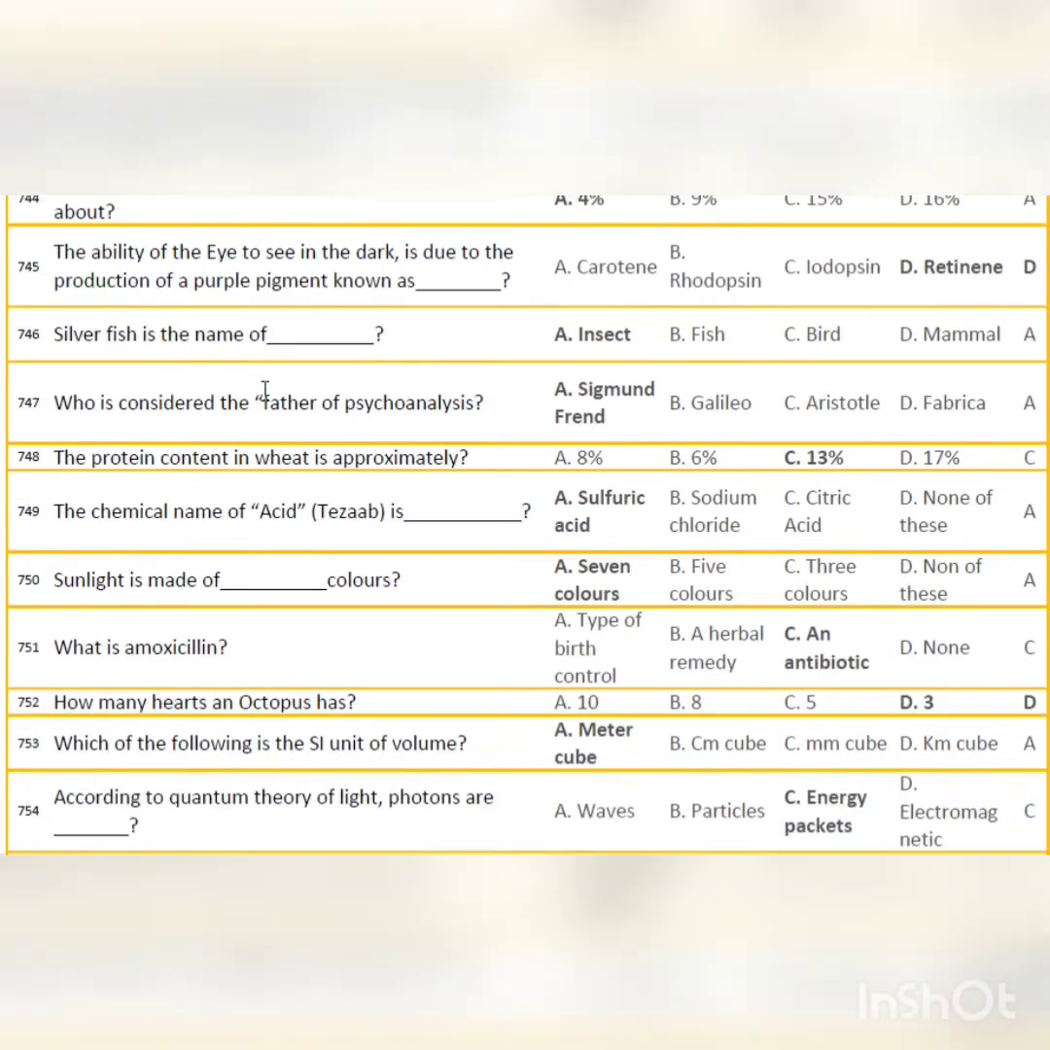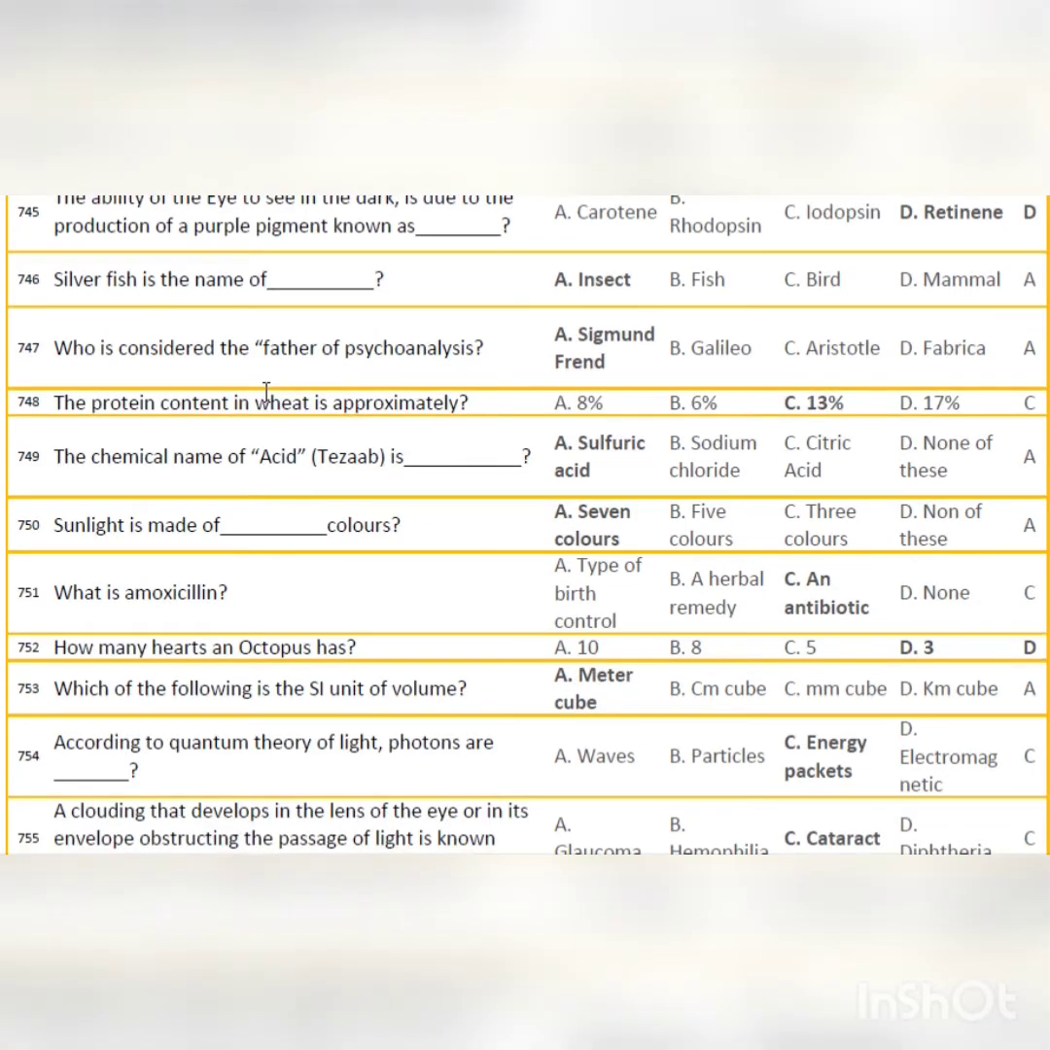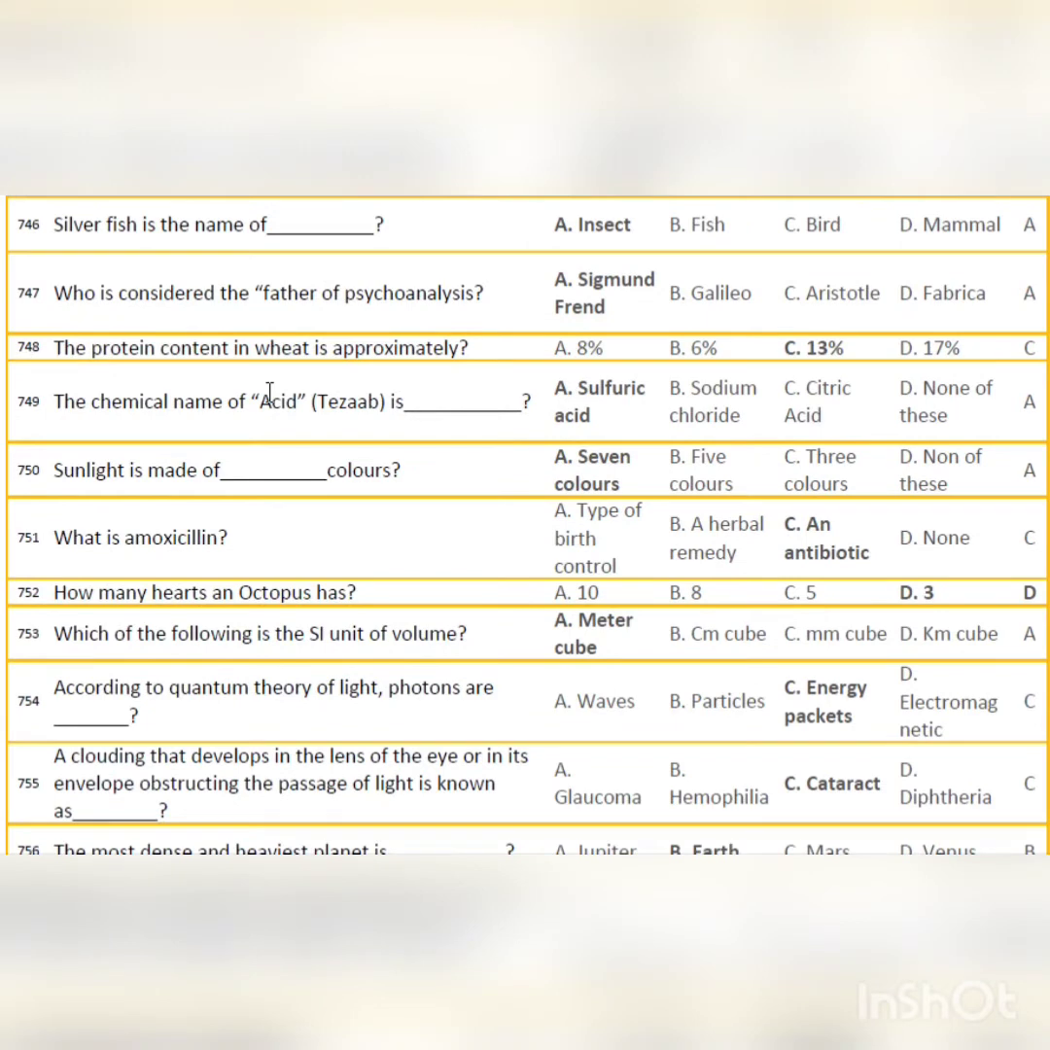Highest intelligence among animals is dash. A. Rat. B. Dolphin. C. Bat. D. Elephant. Answer is the B. Dolphin.